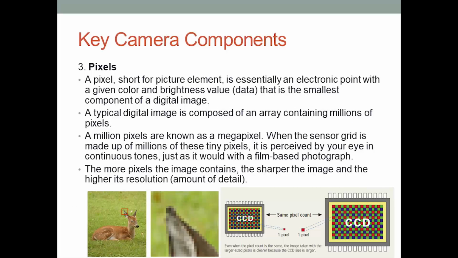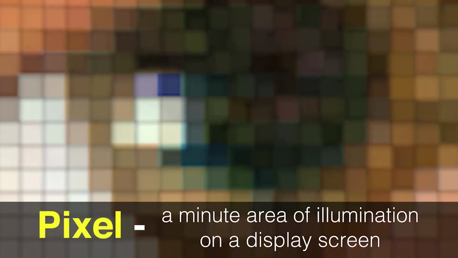Pixels. A pixel, short for picture element, is essentially an electronic point with a given color and brightness value that is the smallest component of a digital image. A typical digital image is composed of an array containing millions of pixels. A million pixels are known as megapixels.